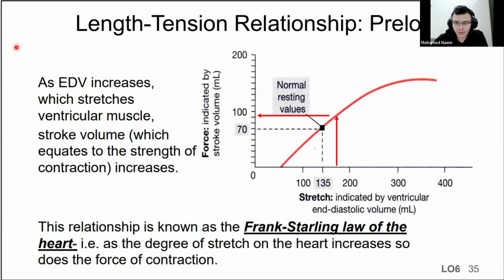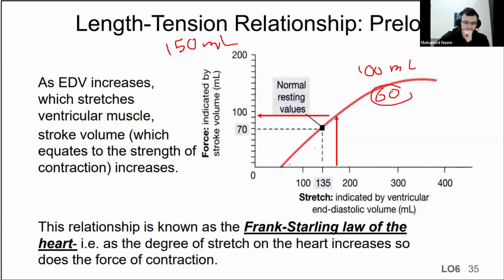Okay, let me just get a number. Maybe a number is going to become simpler. Let's say these are hypothetical numbers. Let's say you have 100 ml inside the ventricle. This is the first contraction. The second contraction, you have 150 ml. For this 100 ml in the first contraction, let's say you need a force of 60. The contraction needs to be at the strength of 60.